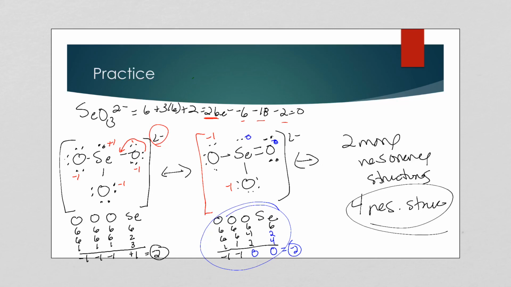Okay, so we've seen some resonance. What we're going to go into now is we're going to start talking about exceptions to the octet rule. We just mentioned expanded octets, and we're going to get to a few more in our next video.